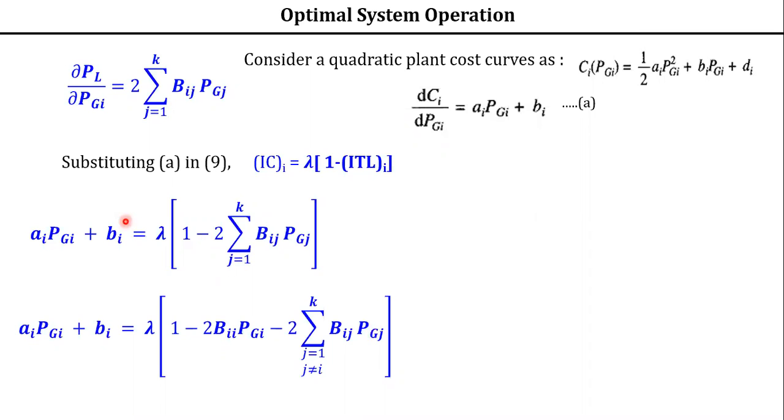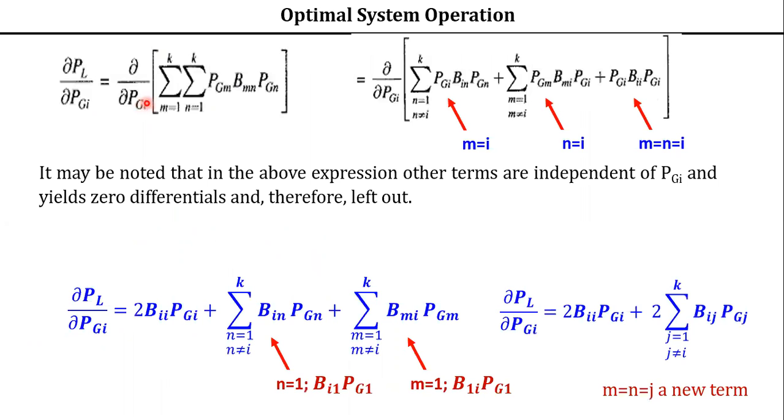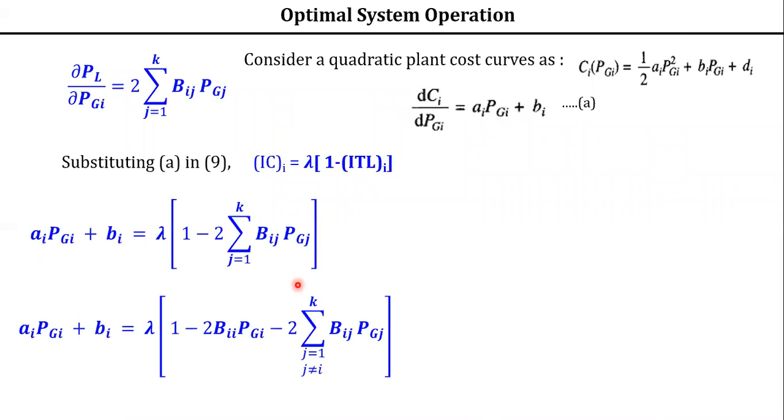Here I have taken the ith plant inside, and again I am taking the ith plant outside. So why do it? You can directly substitute the previous equation itself here. This is your ITL, the incremental transmission loss at the ith plant. You can substitute this equation directly here, so you can skip this step. Understood? You can skip this step.